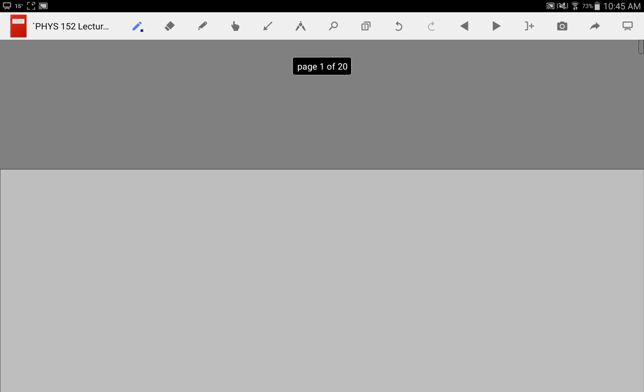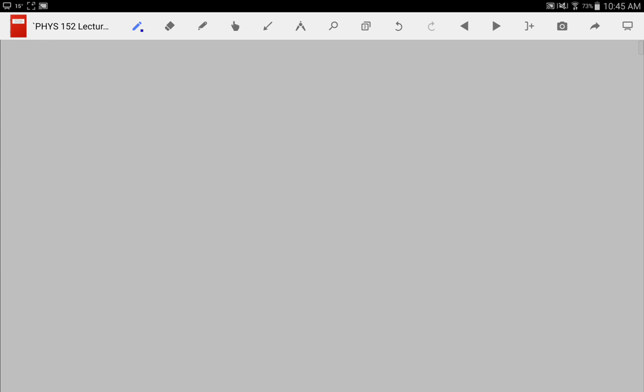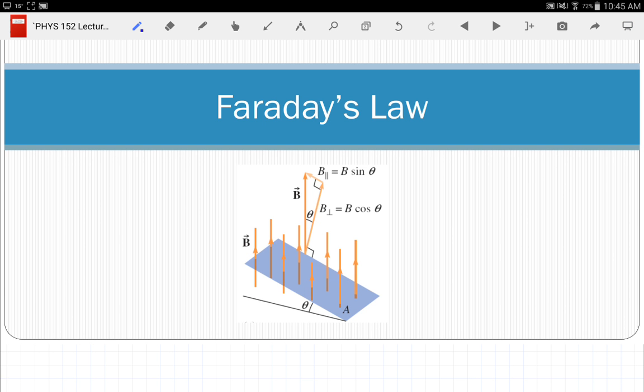Now, you may have noticed the first slide, I had a picture here for calculating that magnetic flux. Because Faraday's law of induction has to do with the magnetic flux. So the magnetic flux, just like the electric flux, is the strength of the magnetic field that is normal to our surface. Remember, normal is just the three-dimensional equivalent of the two-dimensional perpendicular.